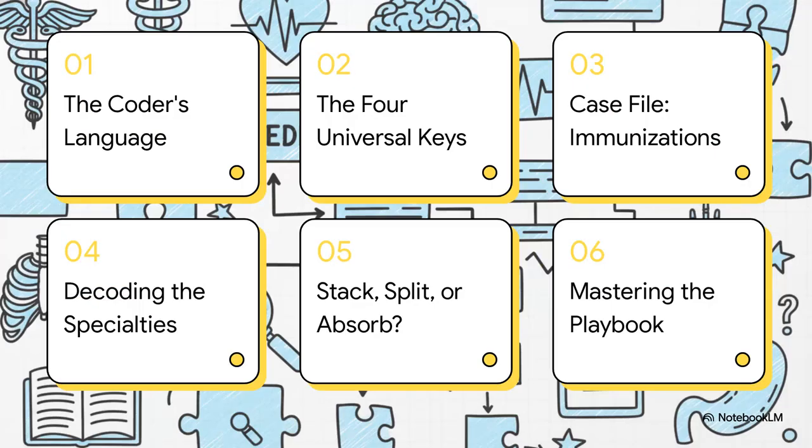Okay, let's dive right in. We've got a roadmap here that's going to show you exactly why it is a science. We'll start with that secret language. I'm going to give you 4 universal keys, and then we're going to put them to the test on everything from simple immunizations to complex cardiology. And I promise, by the end of this, you'll have the blueprint to decode it all yourself.